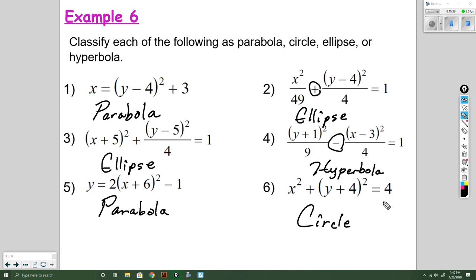It's another indicator. All right, I hope this helped you understand how to graph hyperbolas and also differentiate, of course, between parabolas, circles, ellipses, and hyperbolas.